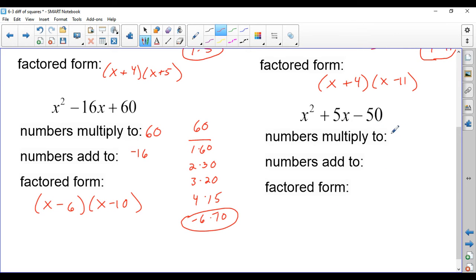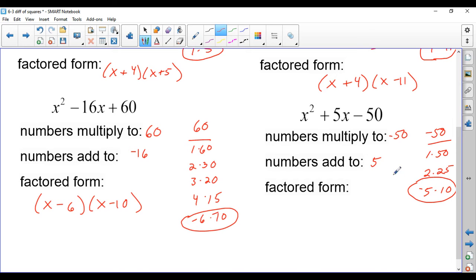My last example, I multiply to negative 50 and add to positive 5. I'm multiplying to a negative. My factors of 50 are 1 times 50, 2 times 25, and 5 times 10. I want the numbers where 1 is positive and 1 is negative to add up to 5. So I want the difference between these numbers to be 5. In order to get positive 5, I have to take 10 minus 5.